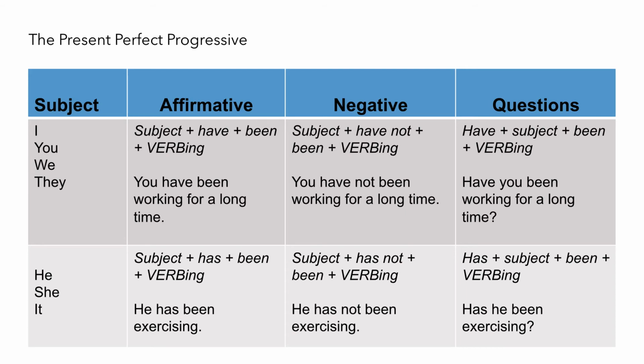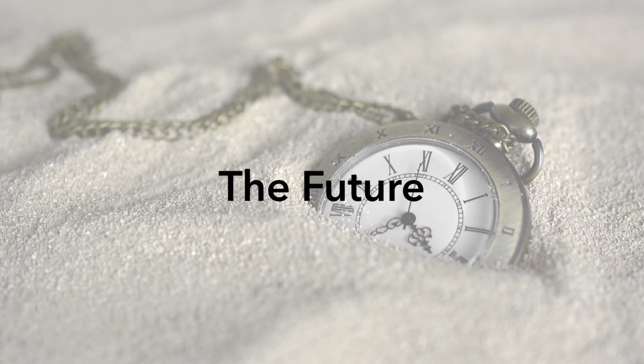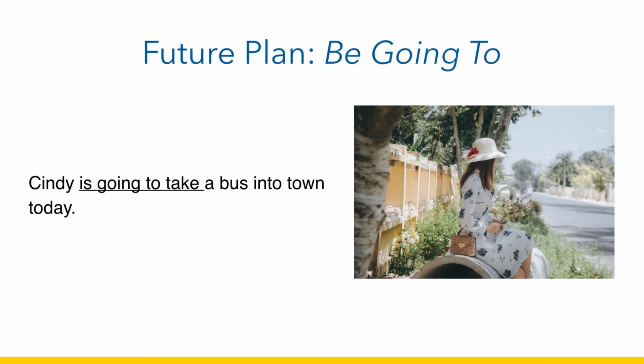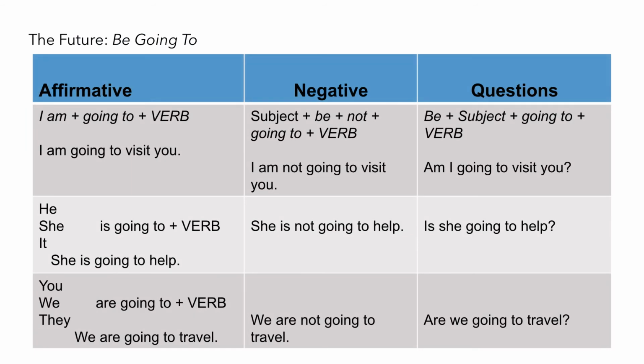All right, let's move on to the future. There are many different ways to talk about the future. Let's start with a future plan. Cindy is going to take a bus into town today. She already bought her ticket 2 weeks ago, so it's a plan. Here is how we form this tense. We need different forms of the verb be plus going to and the main verb.